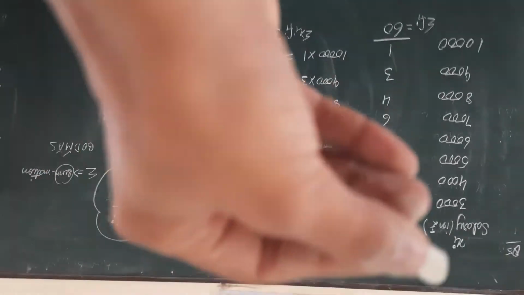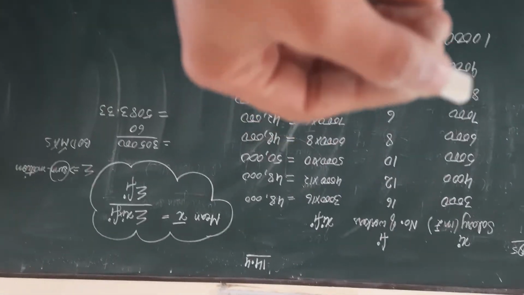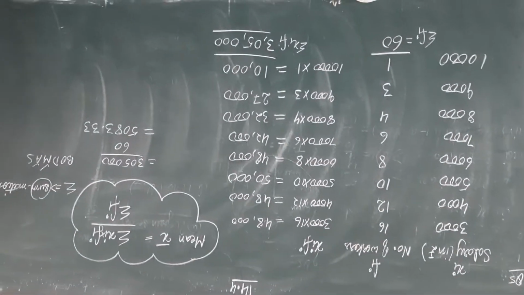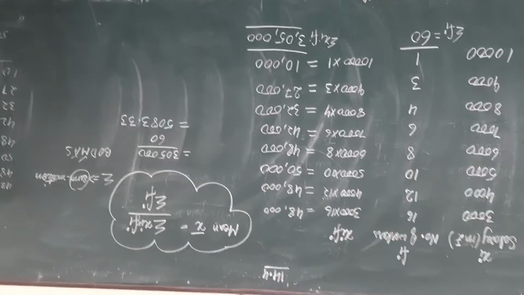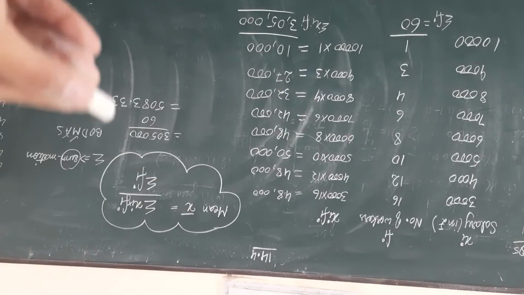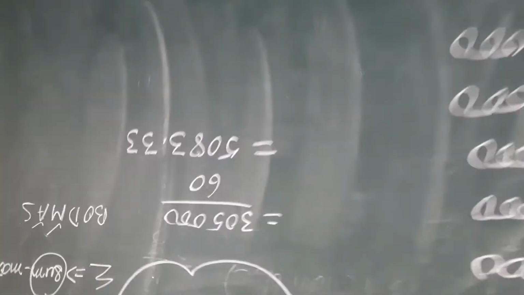For grouped data, you have to first find out the class mark. If the salary is given to us in the class interval form, then we'll find it by using the class mark formula, that you all are familiar with. So make this table in your notebook and then apply the formula to get the mean. So mean of the salary is this.